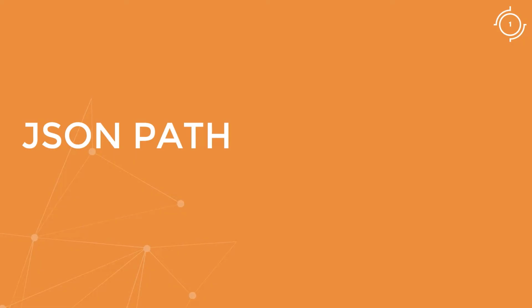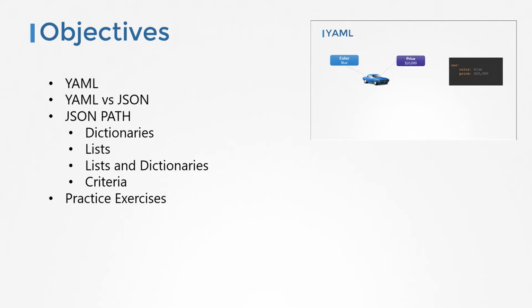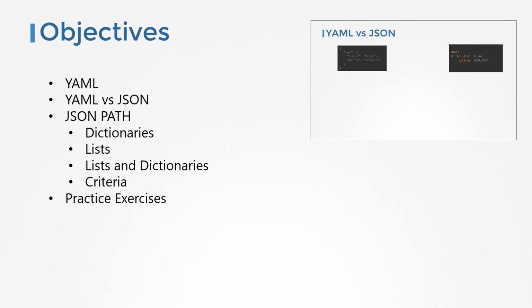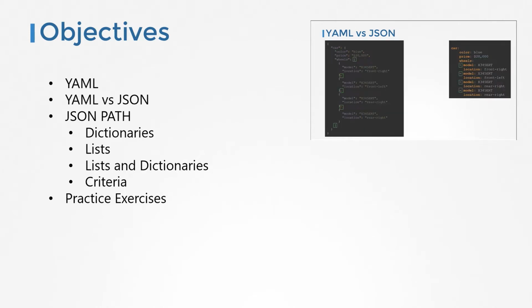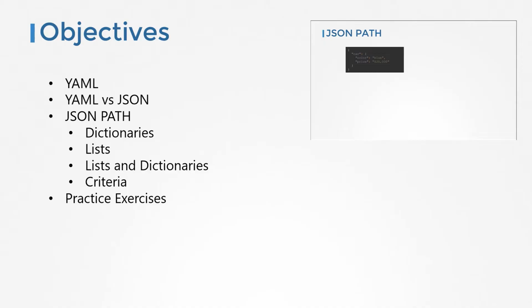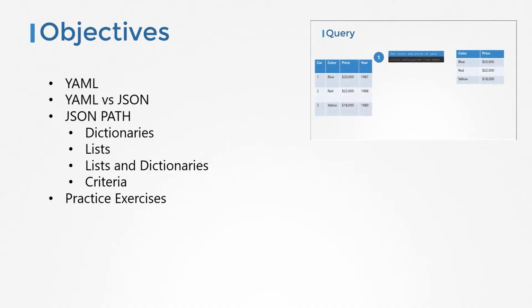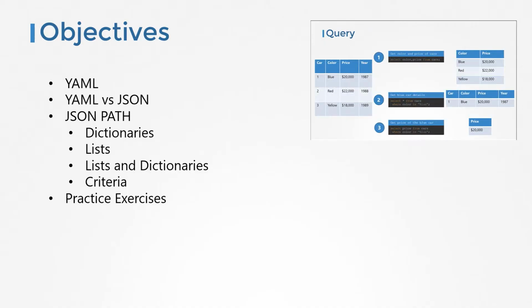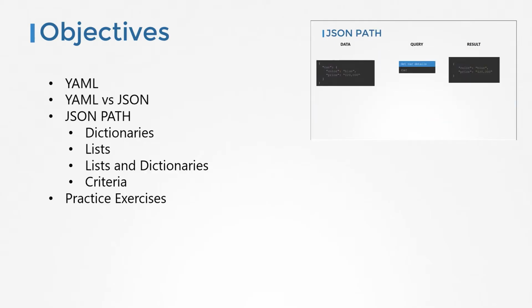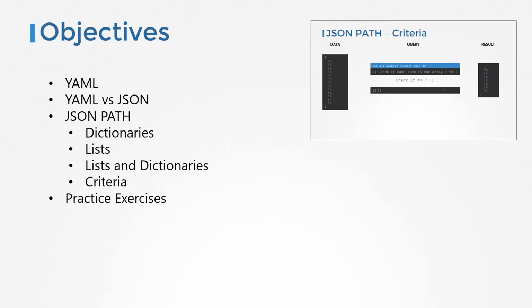Hello and welcome to this demo. My name is Mumshad Manambath, and in this video we will get introduced to JSON path. We will start with a quick recap of YAML and the differences between YAML and JSON. We will then look at JSON path, where we see how we can get started with querying a JSON dataset that consists of dictionaries, lists and dictionaries, and complex data structure, and how to apply a criteria to our query.